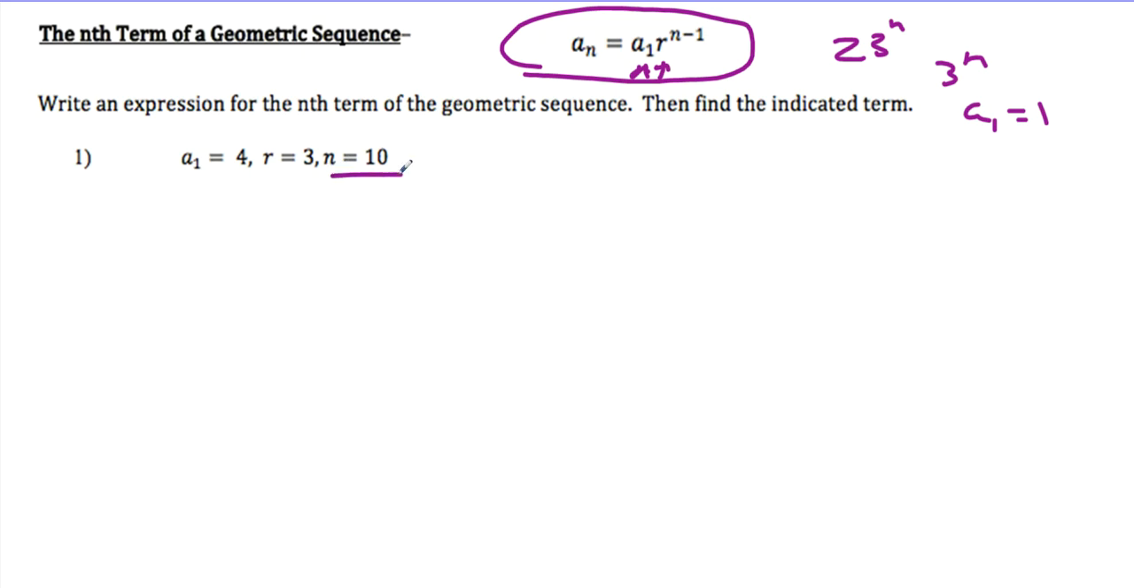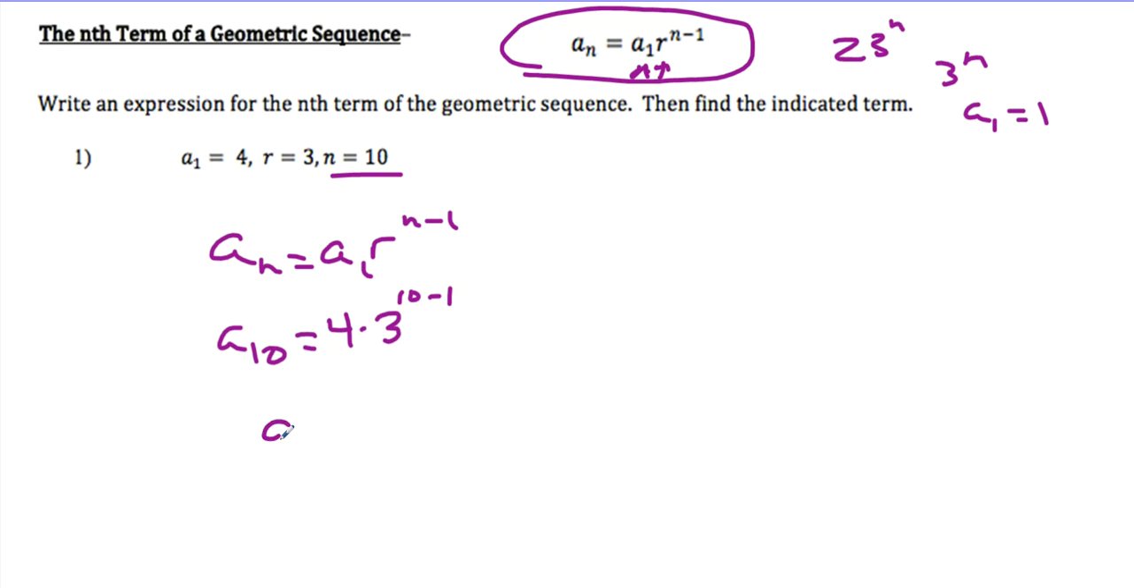When we do this, we're just going to plug into our formula. We're going to look for a sub 10. So a sub n, again, I'm going to rewrite the formula. We're looking for a sub 10, so that's what I'm going to write right there. A sub 1 is 4. r is 3, so I'm going to put a multiplication sign right there. And we're going to do n minus 1, which is 10 minus 1. So that's going to equal 4 times 3 to the 9th power, which is a really big number.